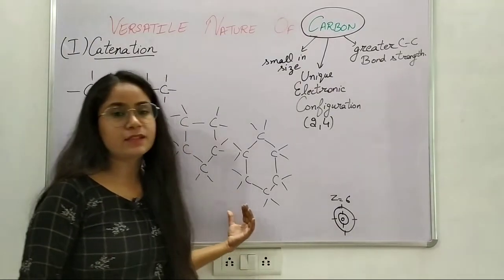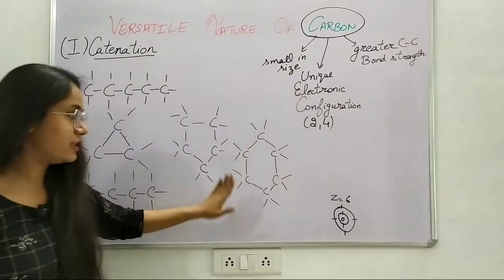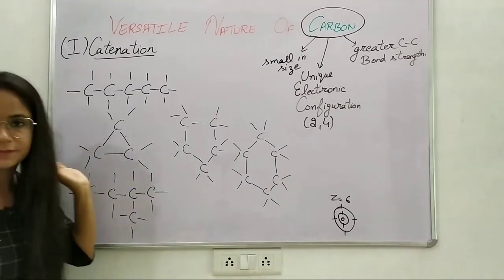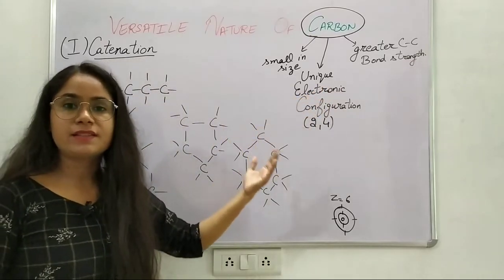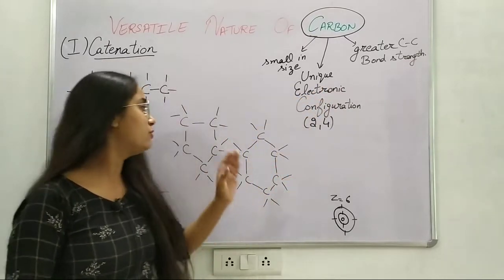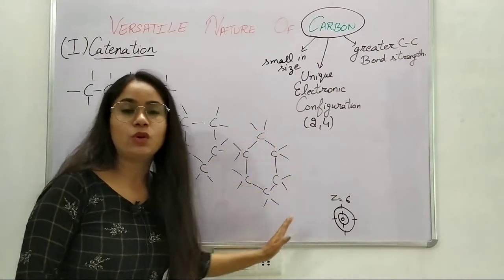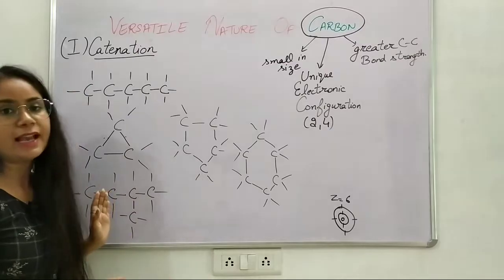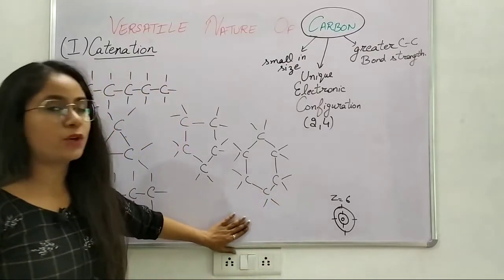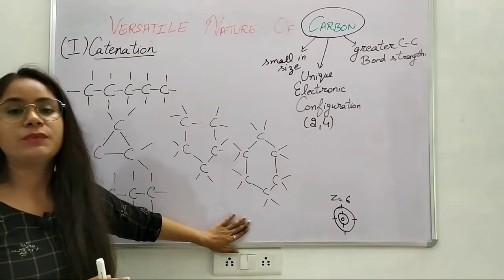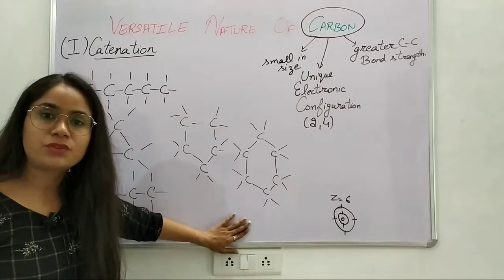Now why does carbon show this behavior? Because it is small in size, it can easily fit into any kind of structure. It has a unique electronic configuration which gives it the valency of 4, and due to this valency of 4 it is able to make these kinds of bonds, to make covalent bonds with other atoms or with similar carbon atoms. Most probably it makes bonds with hydrogen.